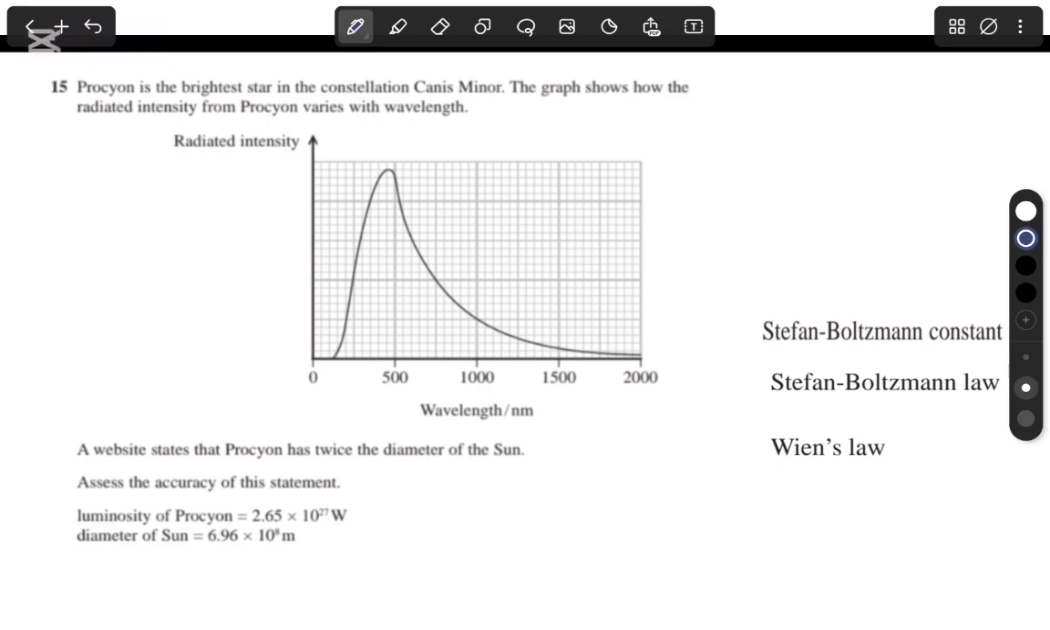So this is a graph of a black body radiator, and we assume that all stars are black body radiators, so we can plot the black body radiation curves for them and then use that to find the properties of stars such as stellar radius, temperature, and etc. Now it says a website states that Procyon has twice the diameter of the Sun. Assess the accuracy of this statement, and they've given you the luminosity of Procyon and the diameter.